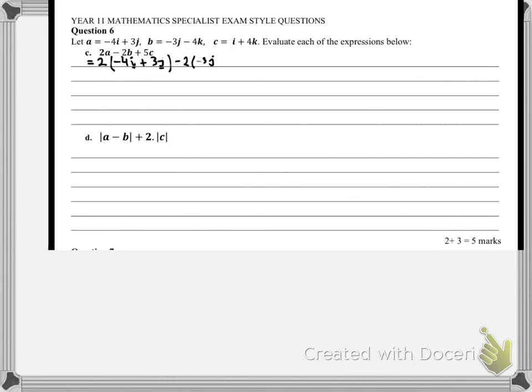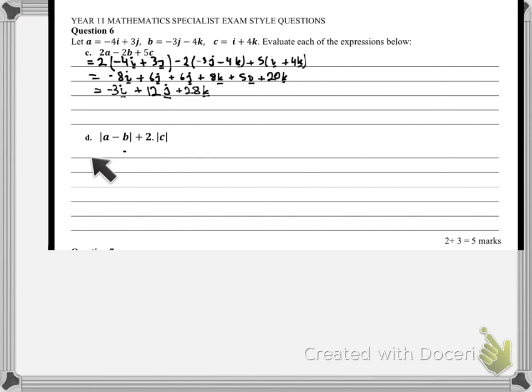Vectors. Okay, so let's evaluate some vectors. So again, you've given A, B, and C vectors, and we're going to evaluate 2A minus 2B plus 5C. So substitute into brackets, expand out the brackets, and collect your i, j, and k components. And you add and subtract carefully, and you should get something like that. So that's fairly straightforward.